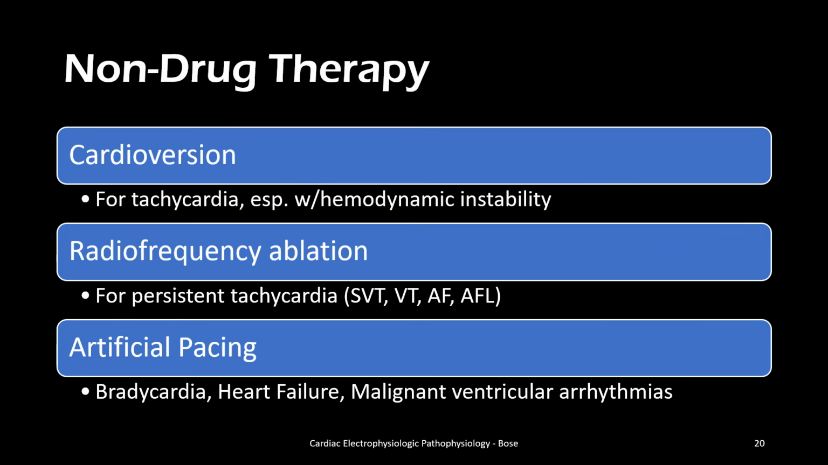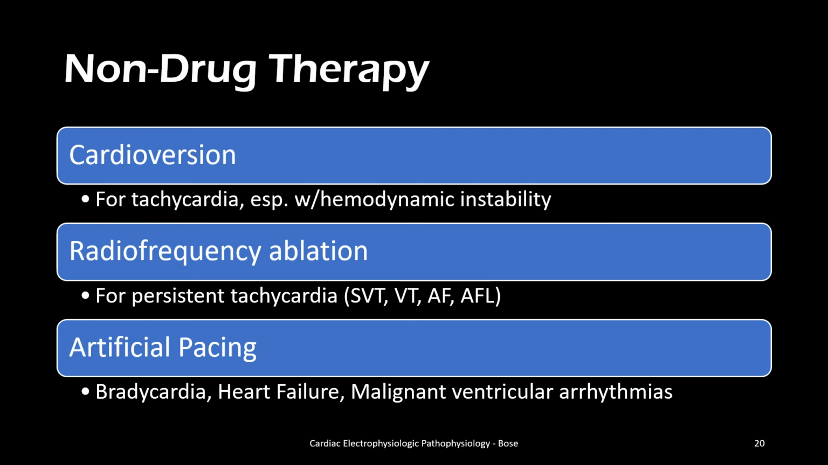Certain cardiac arrhythmias, usually the ventricular types or ventricular tachycardias, are best treated by cardioversion. Cardioversion requires shocking the heart back to normal rhythm, especially in patients who demonstrate hemodynamic instability and pass out. The technique of radiofrequency ablation is available for patients with persistent tachycardia of different types.